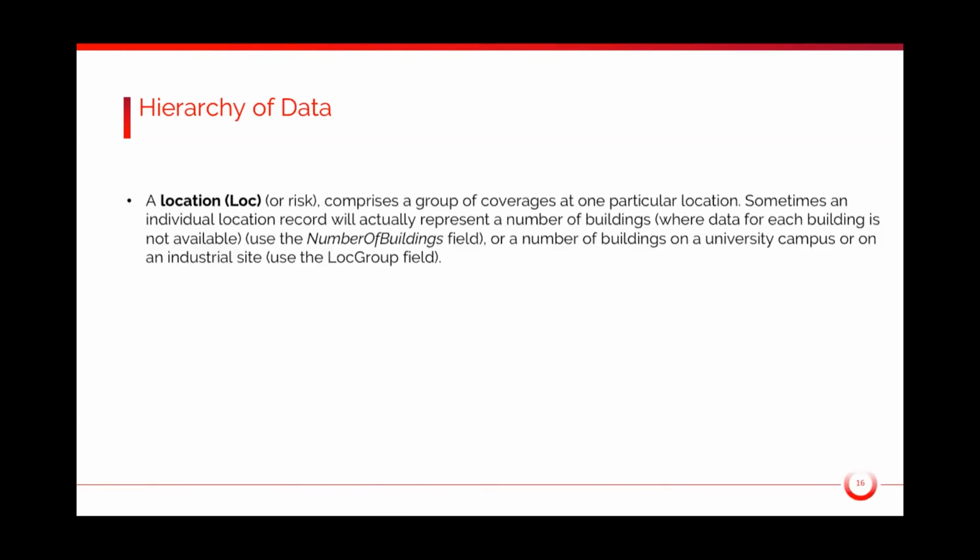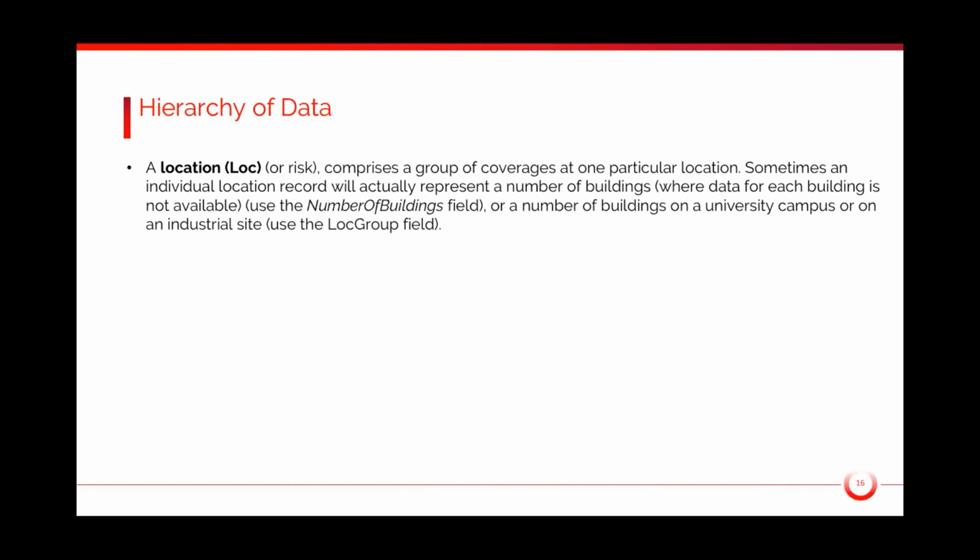So now we've talked about data quality and how it impacts the model, I'd like to just talk about hierarchy of data. And this is how the model takes the data and looks at it at the different levels. So we start with the location. As I've said, this contains all of your individual address and construction and occupancy information. And it's made up of your different coverages.